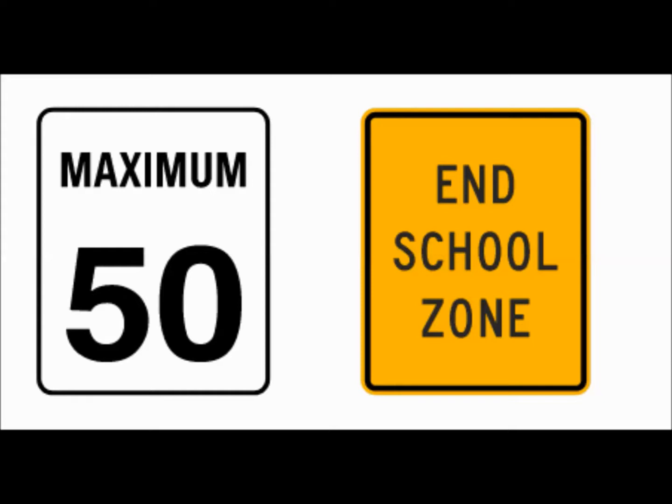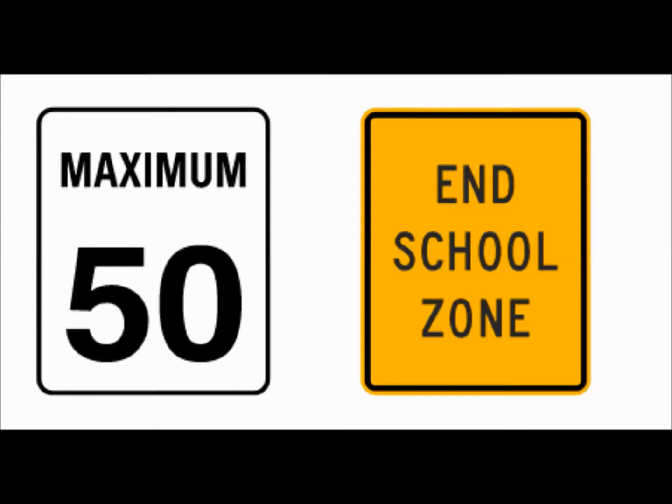You are not permitted to pass or attempt to pass another vehicle traveling in the same direction within a school zone when the zone is in effect. The speed limit for both urban and rural school zones is 30 kilometers per hour, unless otherwise posted.